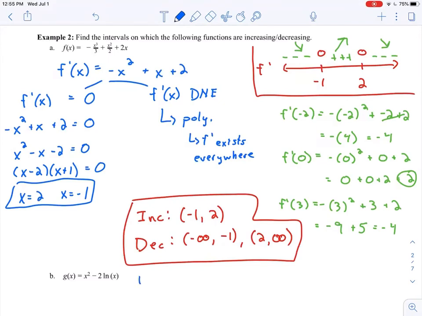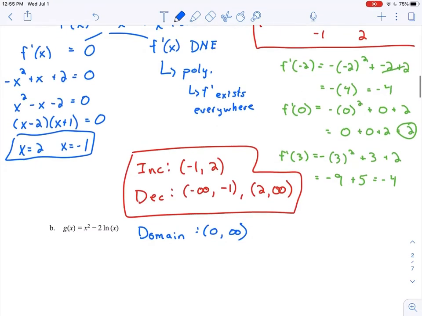And I'm going to make a note off to the side that the domain of this function, because the domain of natural log of x is all positive numbers. So the domain here would be 0 to positive infinity. Not including 0, not including any negative numbers. So I am going to start with my derivative because I need to find the partition numbers first.